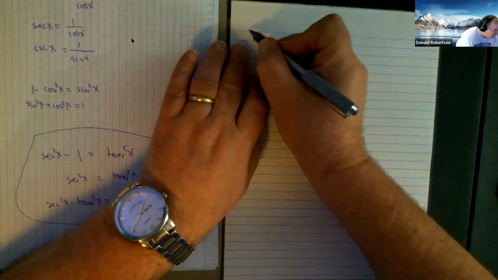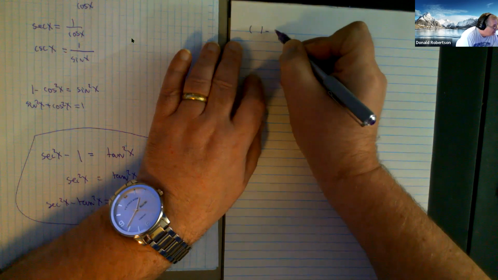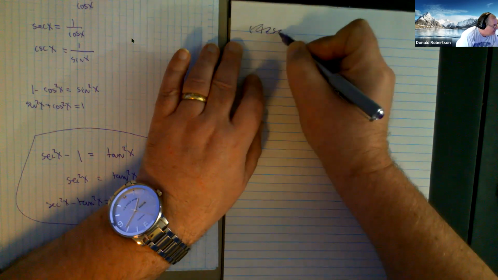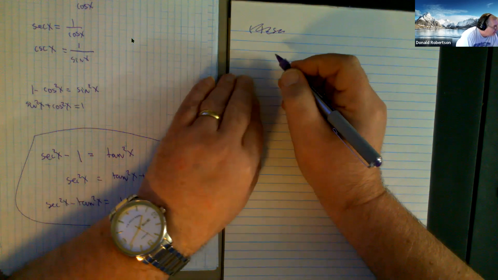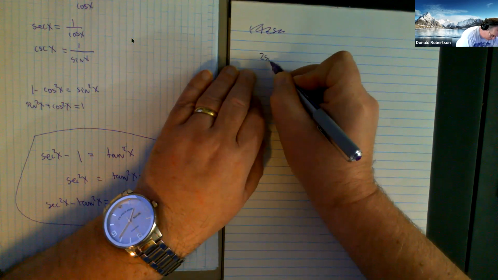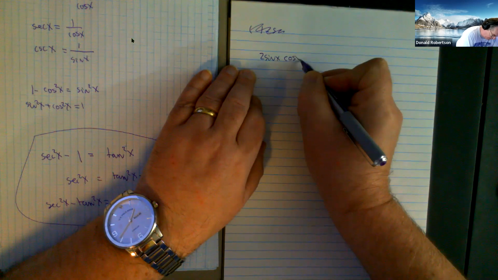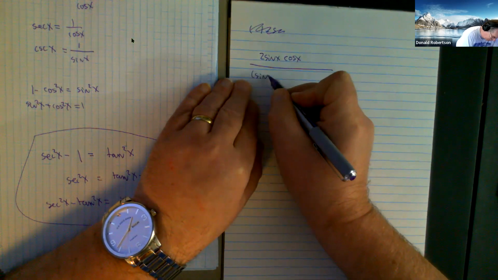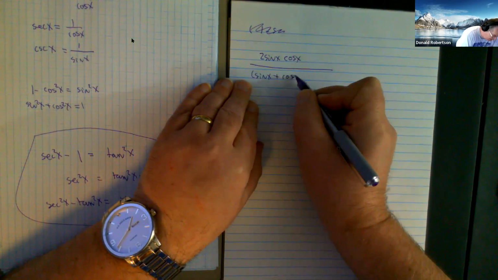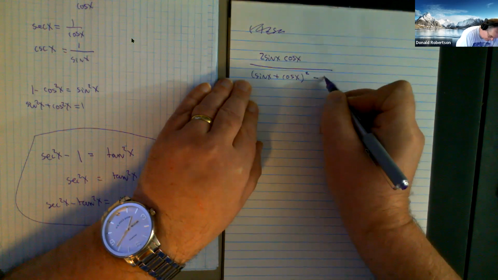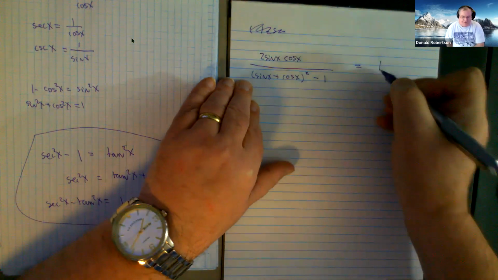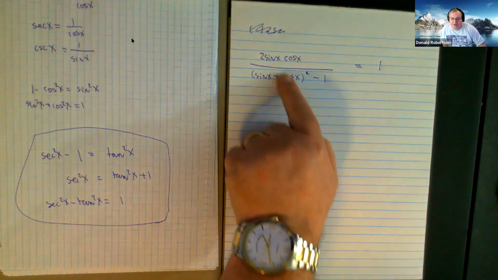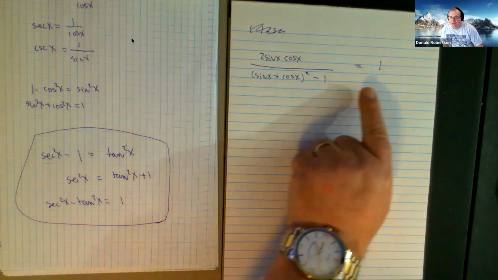Pick something vaguely interesting. I'll wait till later for that one. Change my mind on this one. Let's do this one: 2 sine x cosine x all over (sine x plus cosine x) squared, take away 1. Now we have to prove that it's equal to 1. So that ugly mess, somehow or other, is going to be just 1.